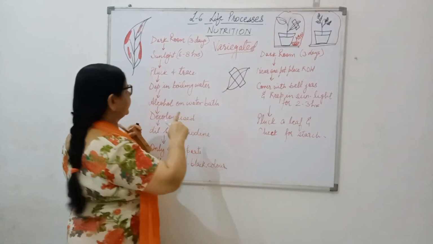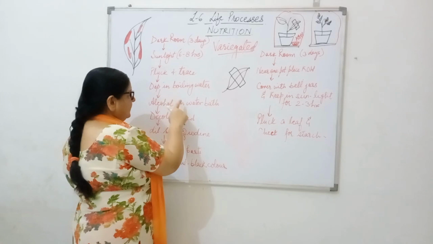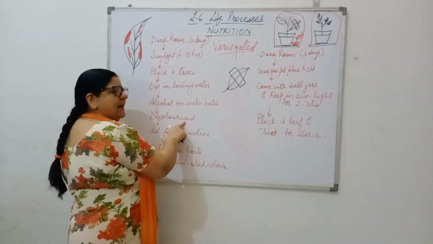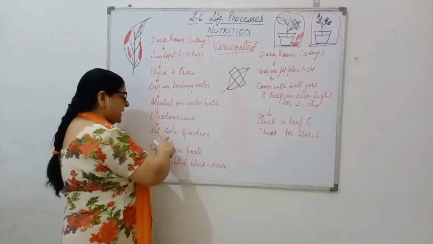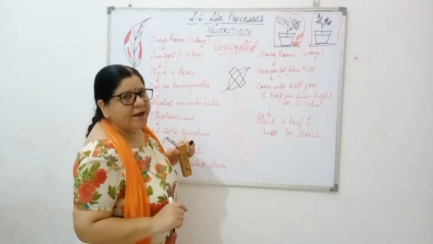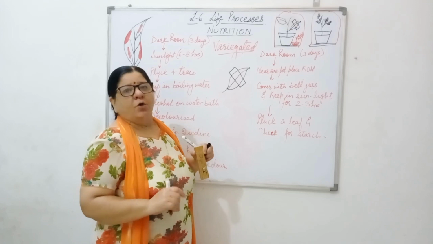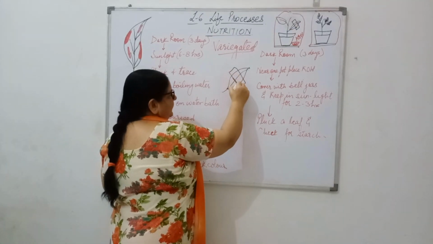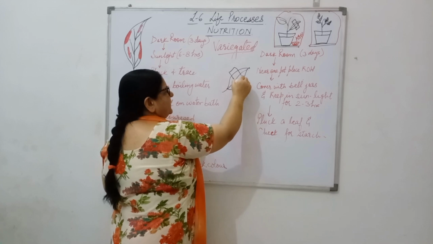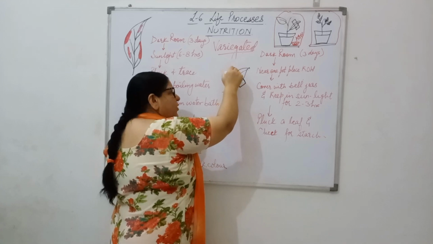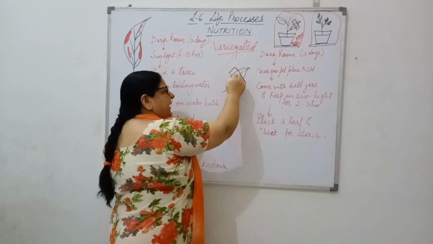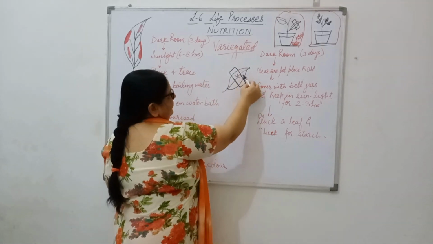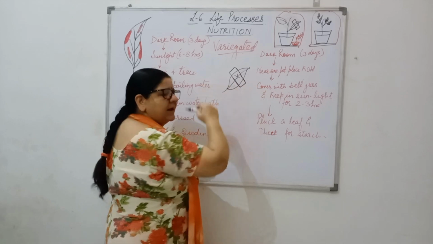Again the same procedure. First we'll put it in boiling water, then in alcohol or water bath. What will happen? It will get decolorized. Then we will put the iodine solution on it. So what will we observe? We will observe that this portion, which was covered with black paper strip, will not show any test for starch. The rest of the portion will become blue-black in color.